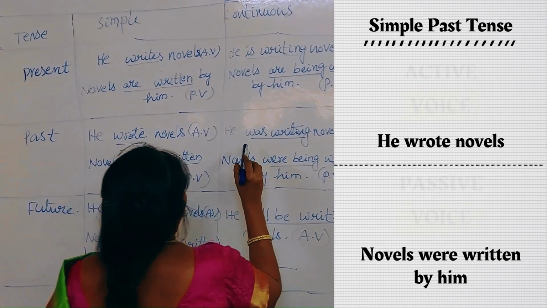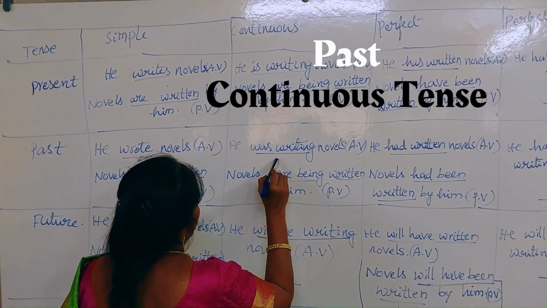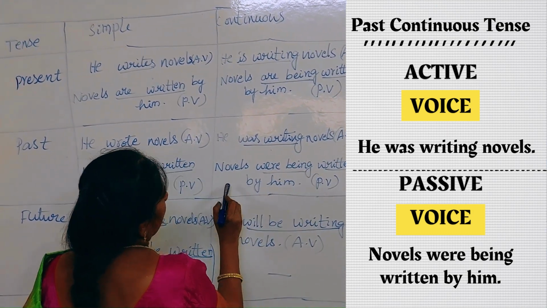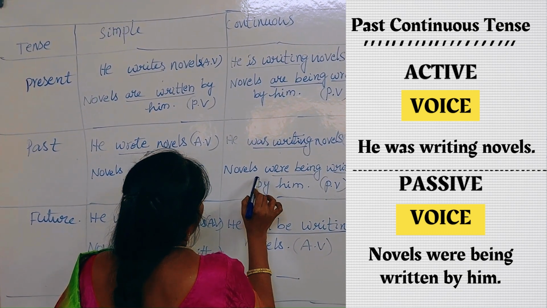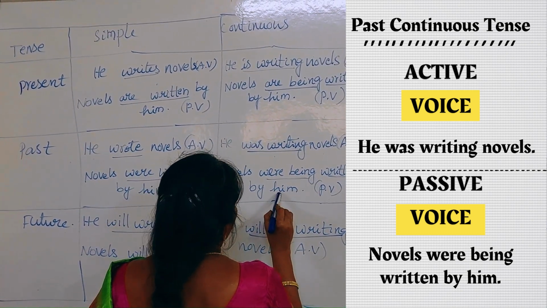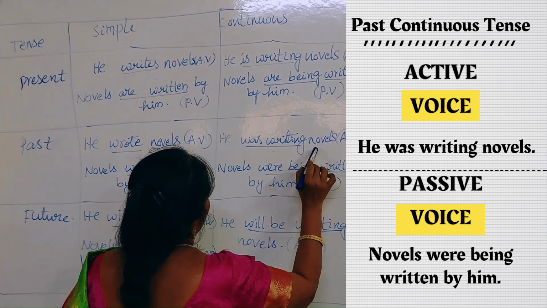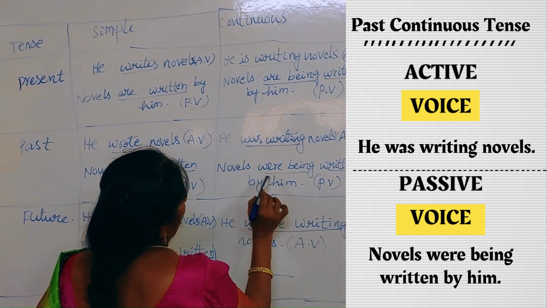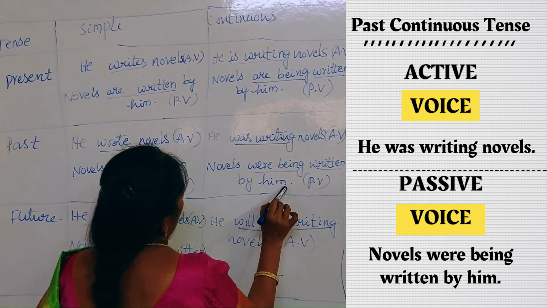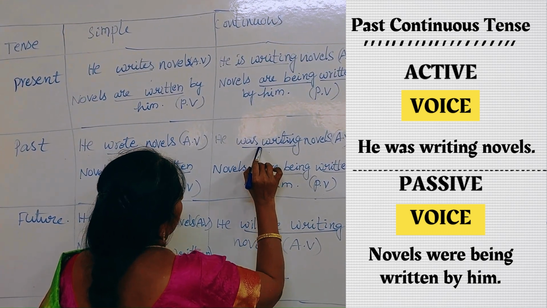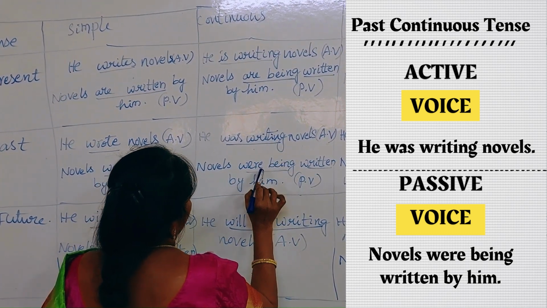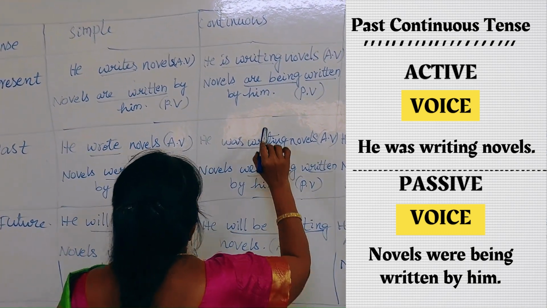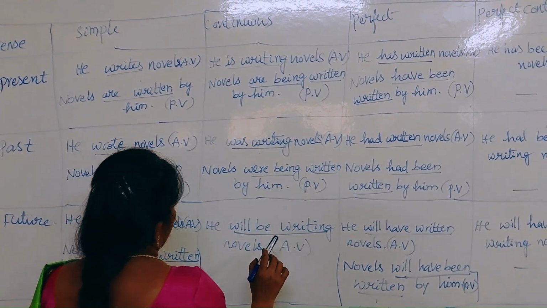Coming to the second form of past tense, past continuous tense. He was writing novels is in past continuous tense, active voice. Coming to passive, it becomes novels were being written by him. Novels, which is the object in active voice, became the subject in passive voice, and he, which is the subject in active voice, became him, the object in passive voice. And then the verb, which is continuous, was writing in active voice, became were being written in passive voice. So being is added commonly in present continuous tense and past continuous tense also.